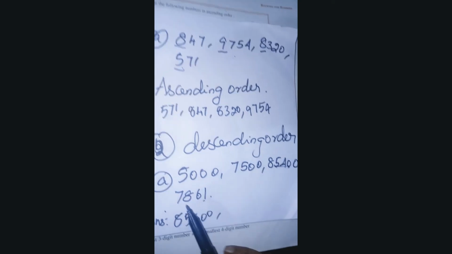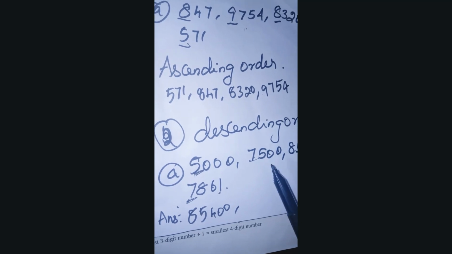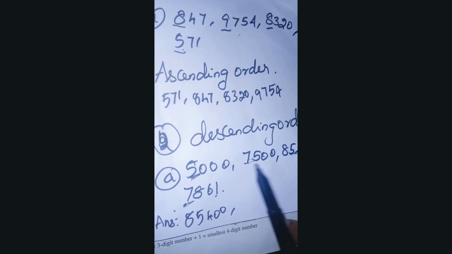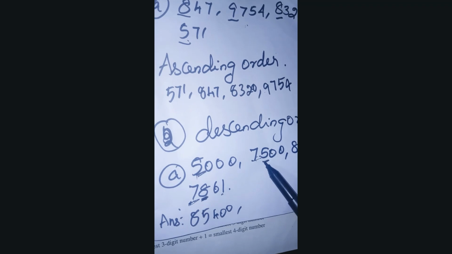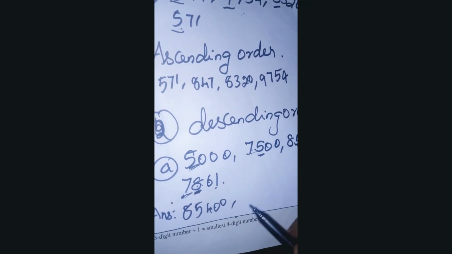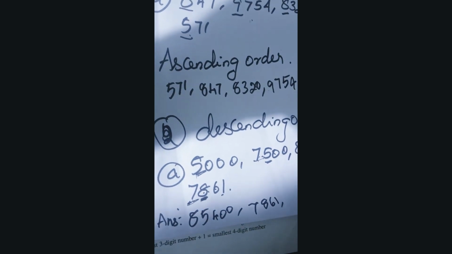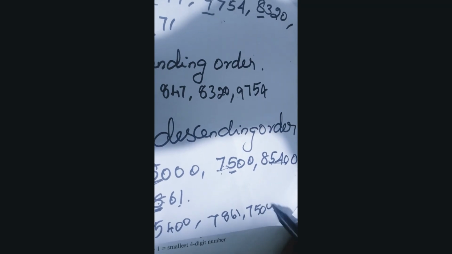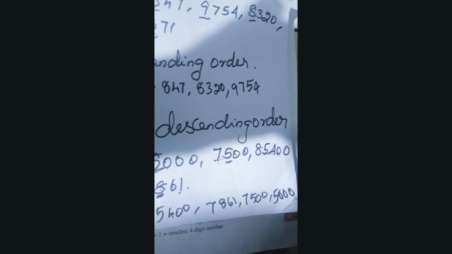So you have to check thousands place. Thousands place 7, 7, 5. So 7 is the big number. Then in 7 also there are two numbers, so you have to check hundreds place. 8, 5. So this is the greatest number, 7,861. Next greatest number 7500. The last number 5000. Okay. This is the way to write descending order, that is big to small.